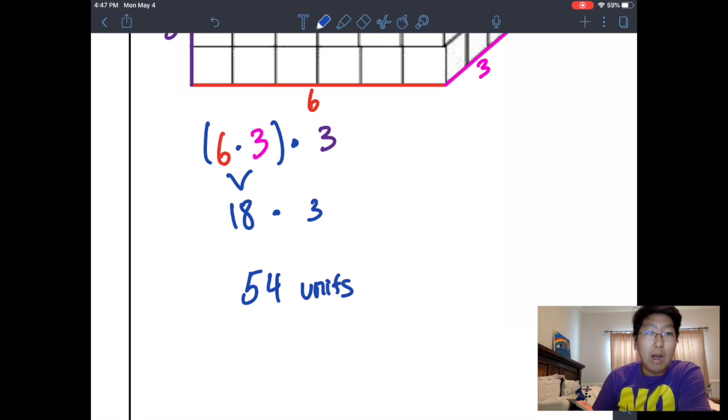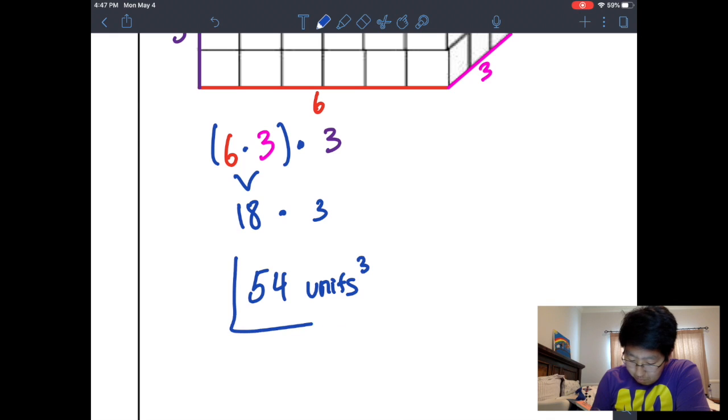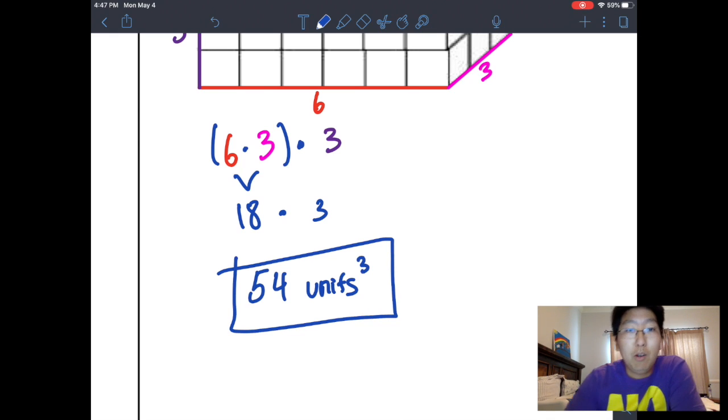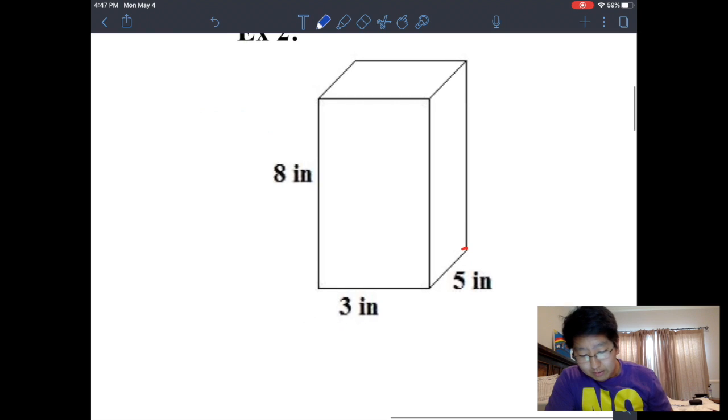And who can remember how we measure volume? Volume is always in units cubed. So a little bit different than area, but that's how we find the volume. We find the area of the base and multiply it by the height. Okay, next one. Let's take a look.